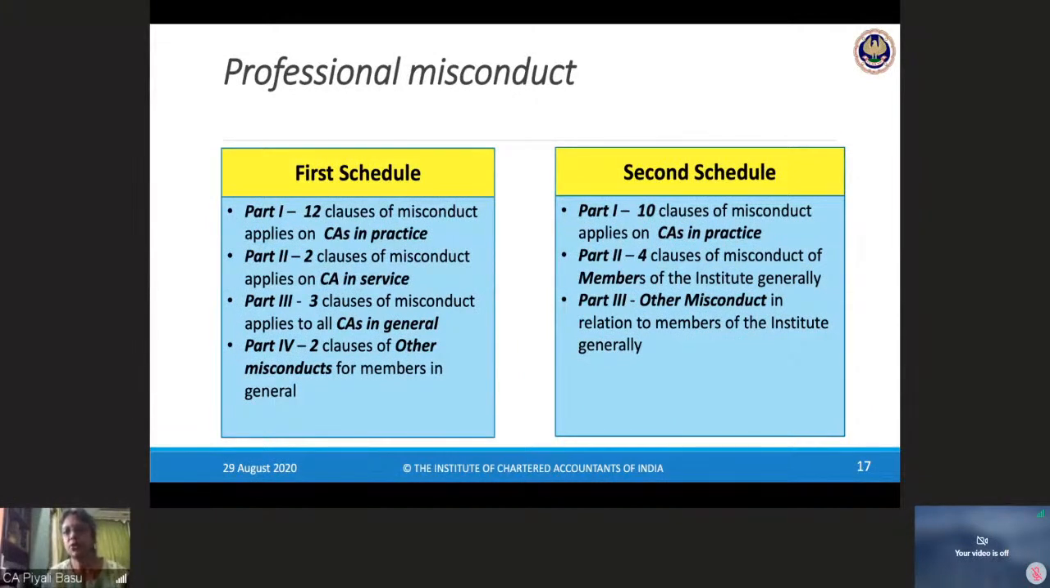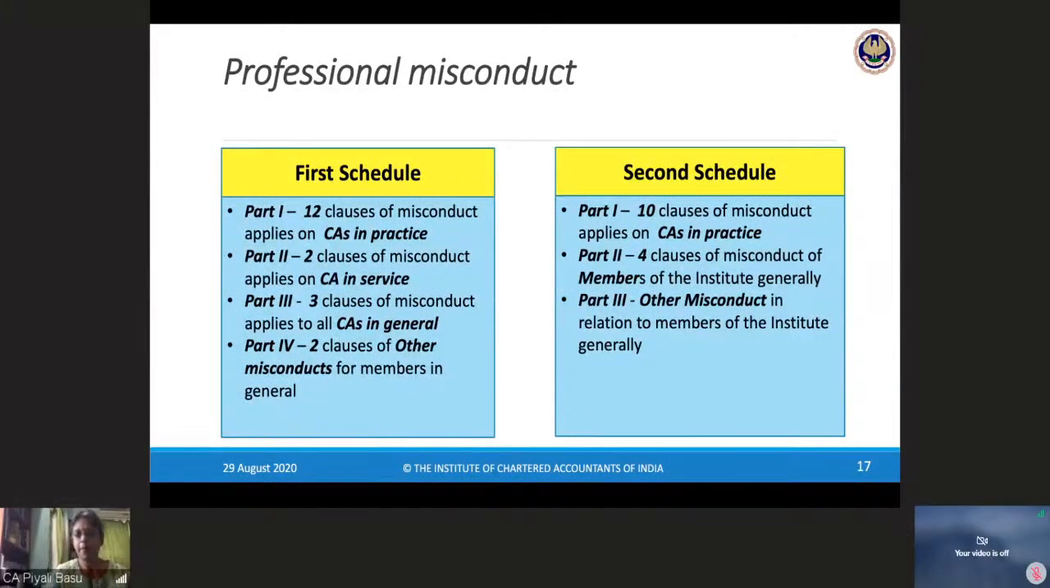Part 1 has 10 clauses which talk about the misconduct for CAs in practice. Specifically CAs in practice, there are 10 clauses which we will discuss in great detail with case studies and examples, many times live examples which I experienced. And part 2 talks about the misconduct for members, including members in service as well as members in practice. And part 3, as usual, talks about other misconduct.